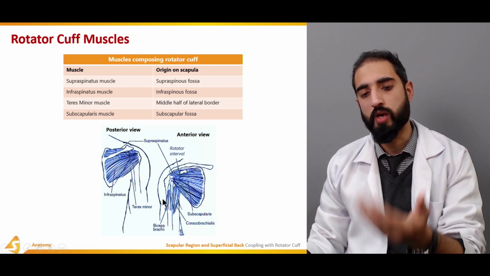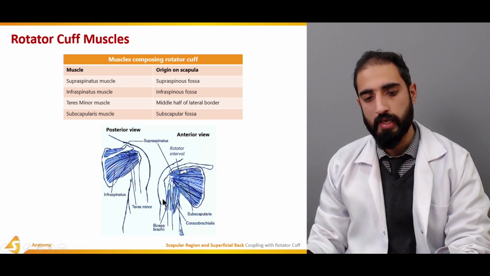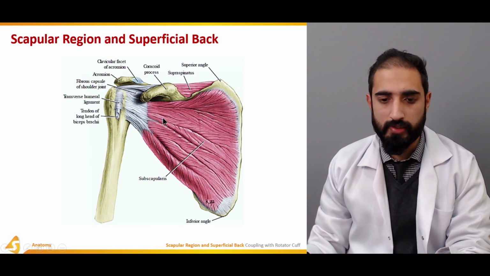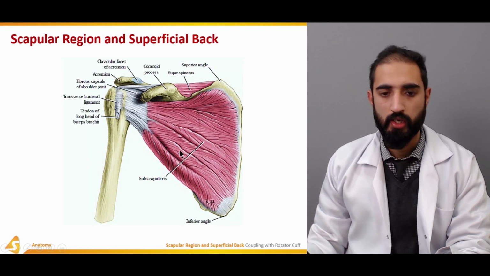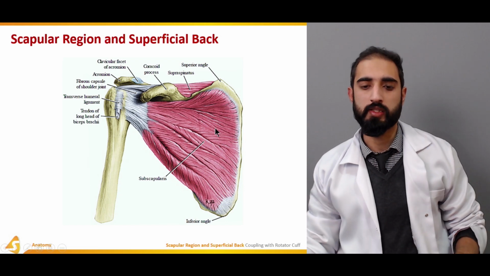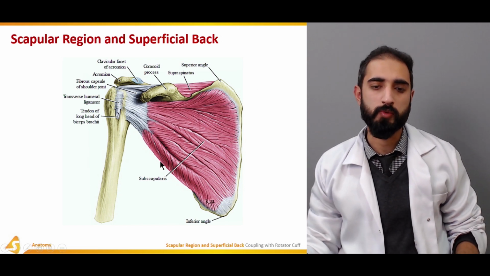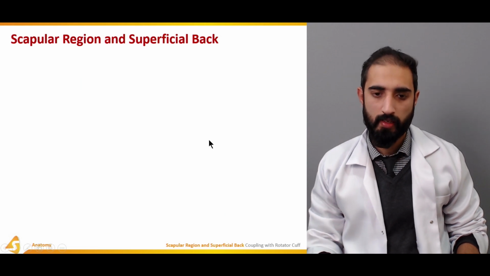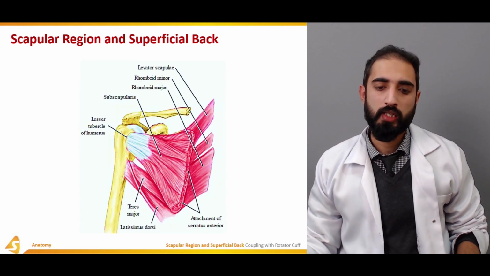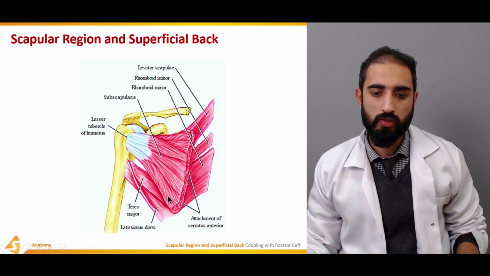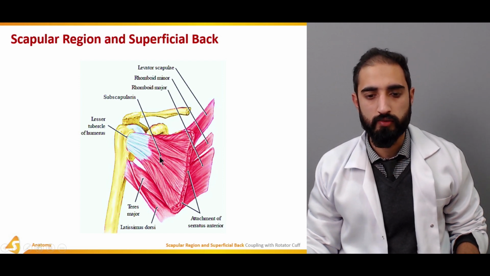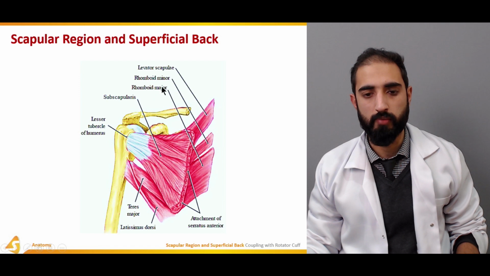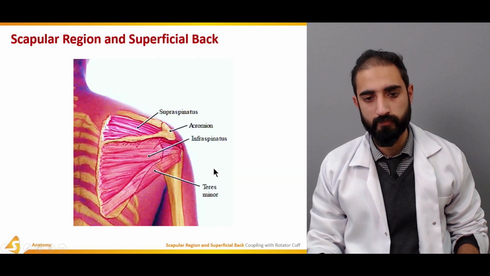So this muscle is located ventrally, the other three are located dorsally, and we can see the subscapularis in a much better view in this picture. And this is the ventral aspect of the scapula, where we have the subscapular fossa, and here is the subscapularis muscle. Here we can see once again the teres major, and here we have the subscapularis in the ventral aspect, and here we have the rhomboid major, rhomboid minor, and the levator scapulae.